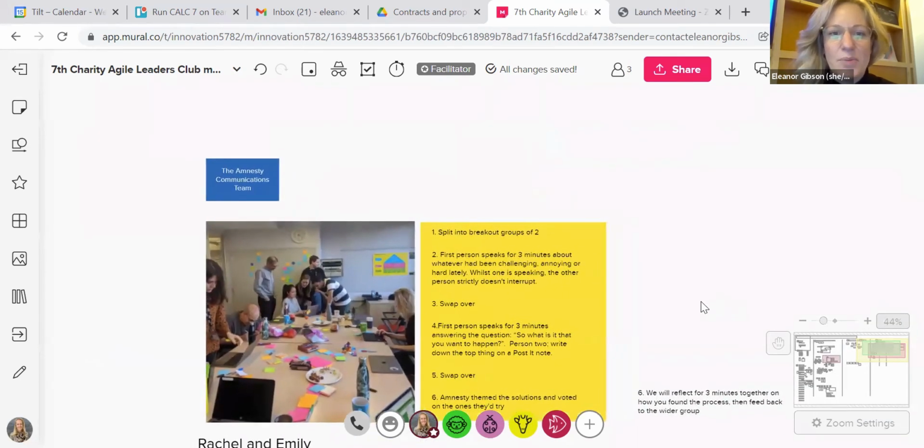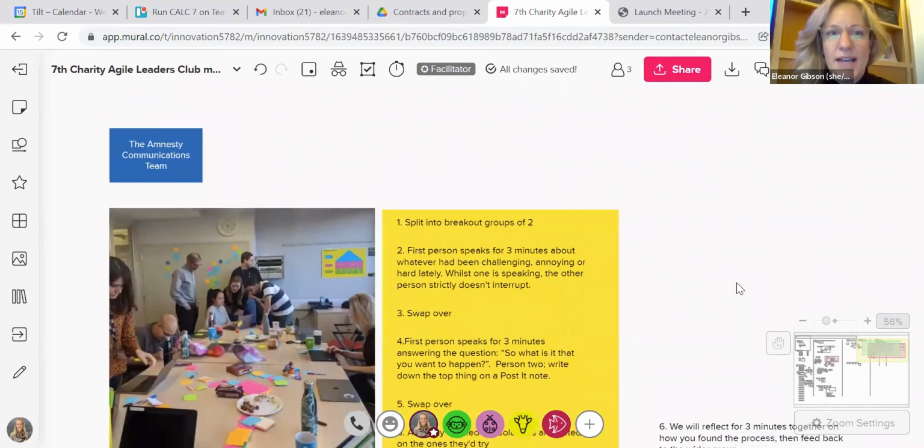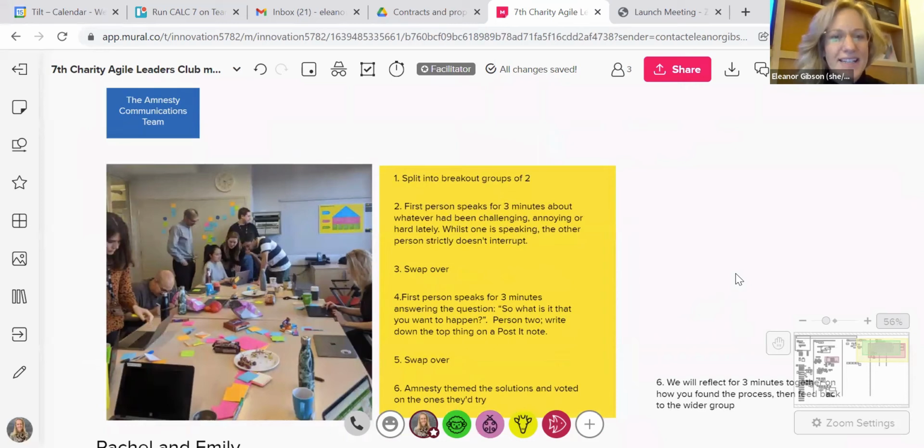Here is an example of a team that did a constructive rant. This is the Amnesty Communications team, Amnesty International UK. Here's how they took that constructive rant tool and applied it to a reflection session. As a team, they were experiencing lots of change and lots of uncertainty and some worry. So what they did was, as part of a regular reflection session that they run at the end of each chunk of work, they used this constructive rant.